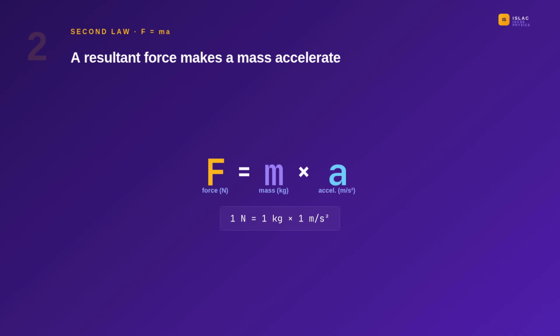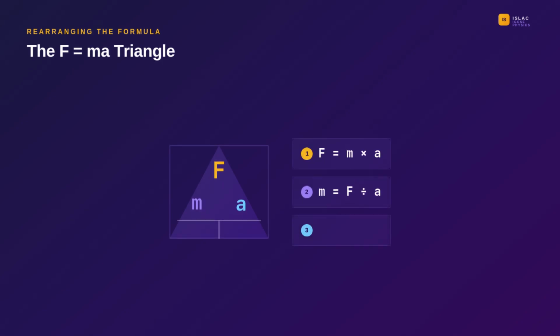Let's put the second law to work. A car with a mass of 1,000 kilograms experiences a resultant force of 2,000 newtons. What is its acceleration? Start by writing what we want, acceleration, so we use a equals F over m. Substitute the numbers: 2,000 newtons divided by 1,000 kilograms. That gives an acceleration of 2 meters per second squared. Always show the equation, the substitution, and the answer with its unit. That's how you pick up full marks.